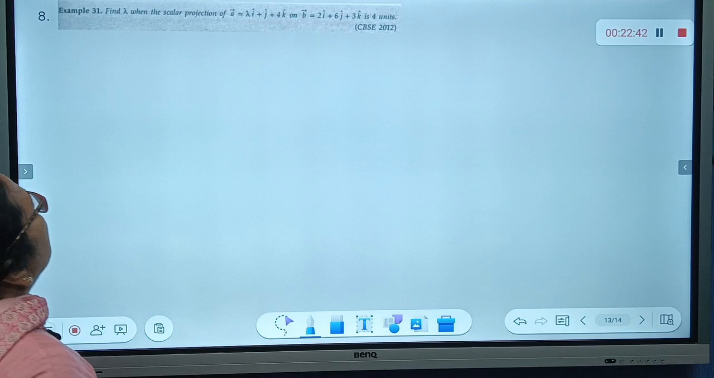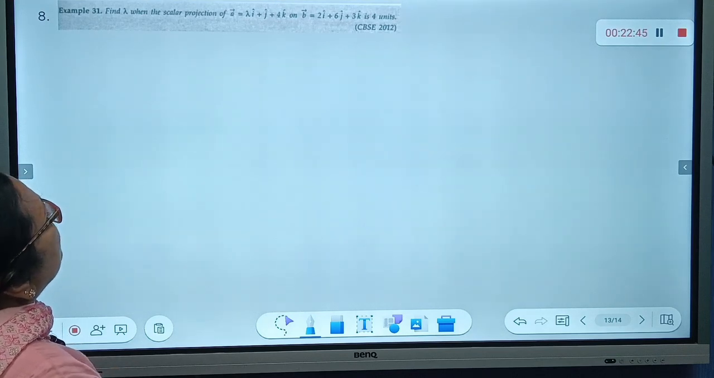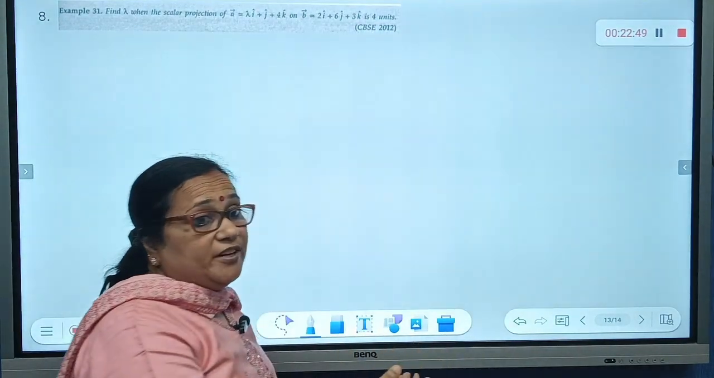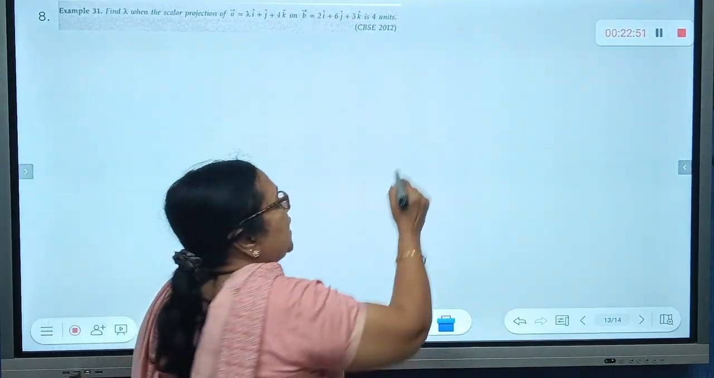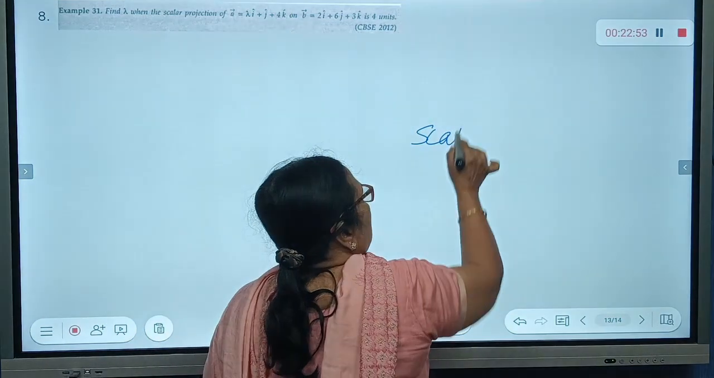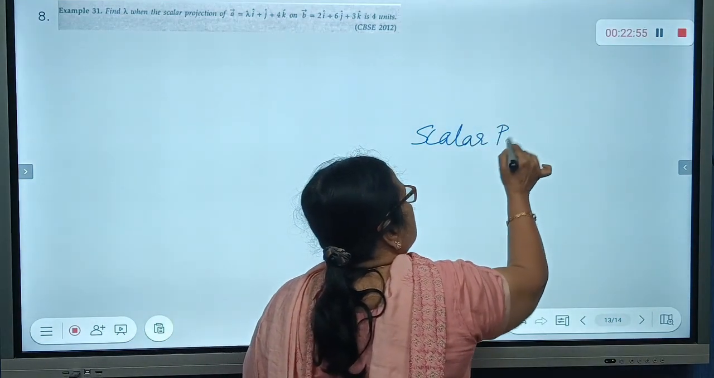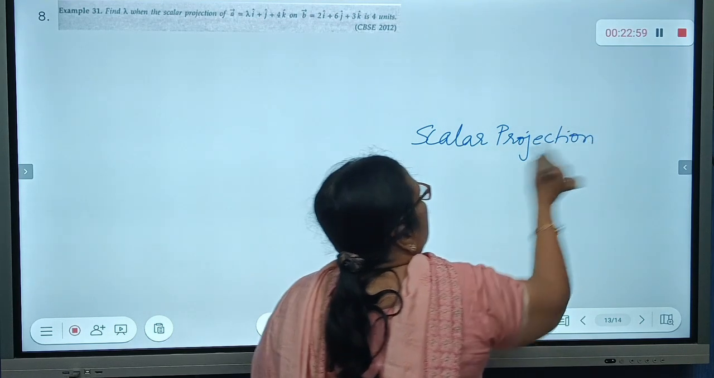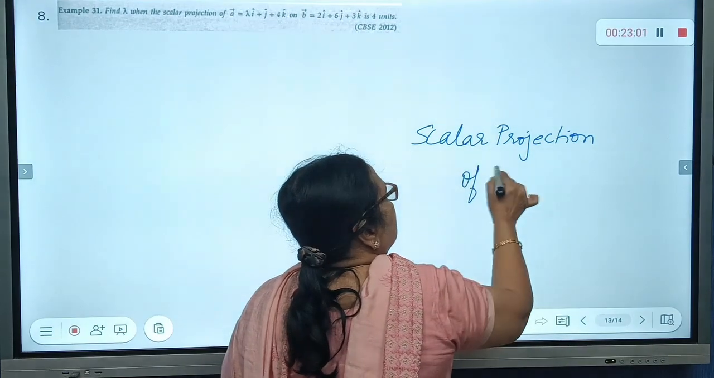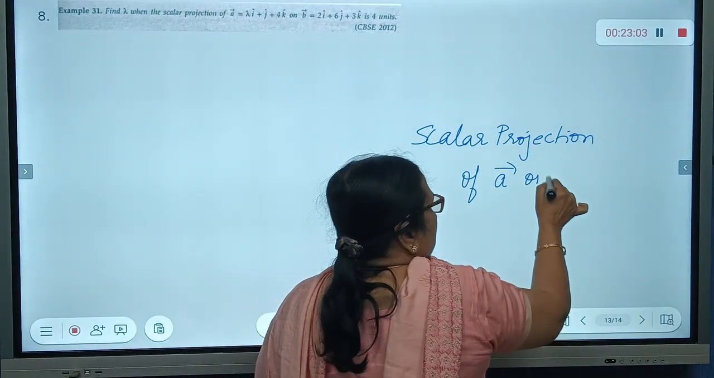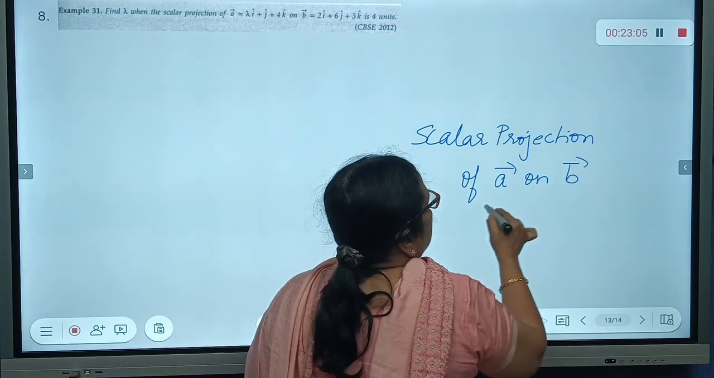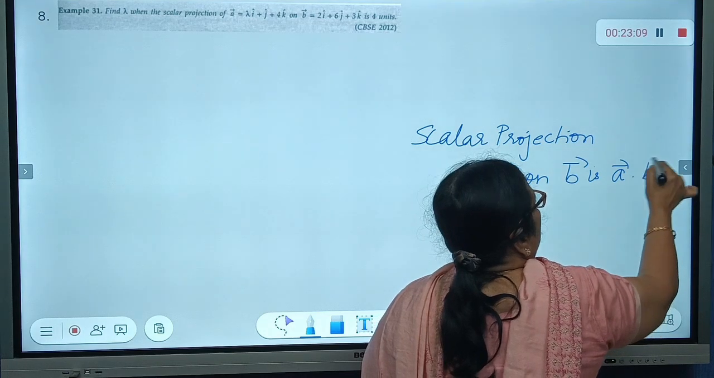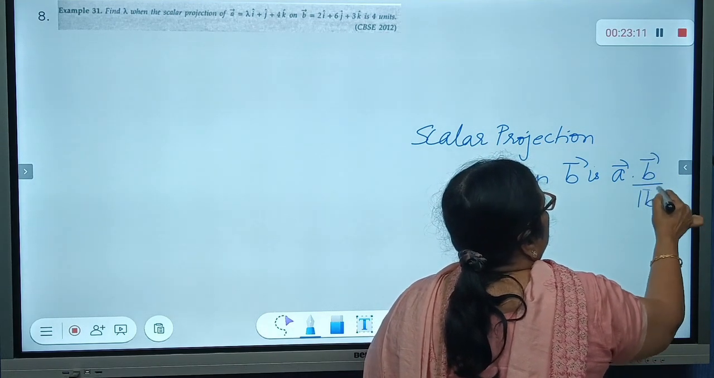Now, find lambda when the scalar projection of a on b is 4 units. Yesterday only we derived, in the earlier video, what is the scalar projection of a vector on b vector. The scalar projection of a vector on b vector is a dot b by modulus of b vector.